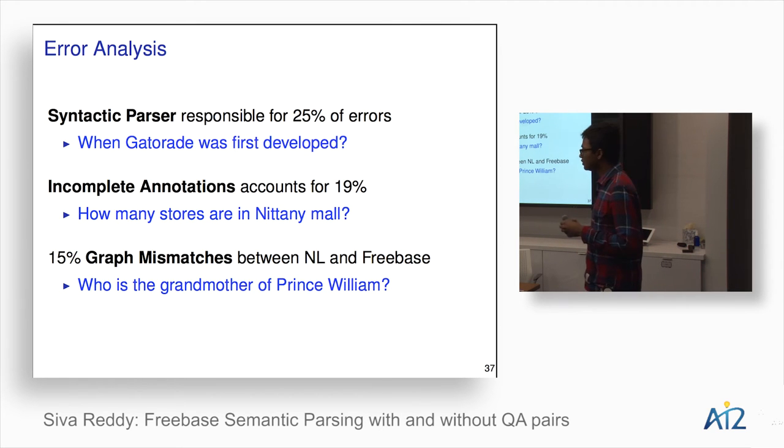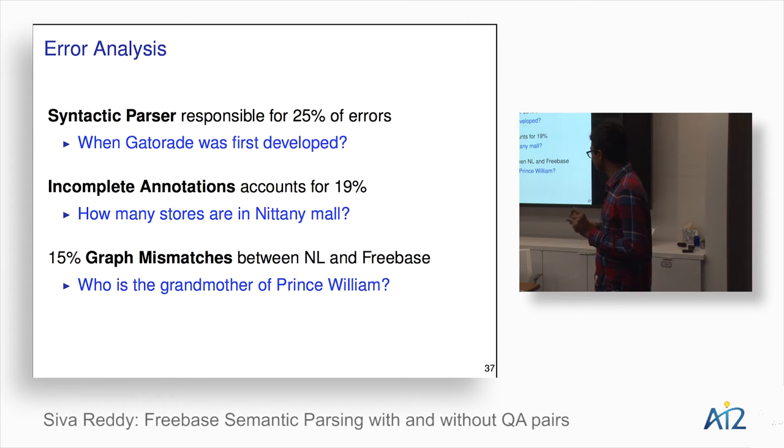Then if you look into the kinds of errors we were making, the majority of errors were coming from the syntactic parser, about 25% of the errors. CCG couldn't parse some questions, like when Gertrude was first developed, because the word order changed a bit. When was Gertrude first developed? That's the more grammatical question. And there are also many errors because the data set itself, WebQuestions, is noisy, so we couldn't completely answer questions like how many stores are in Nittany Mall.